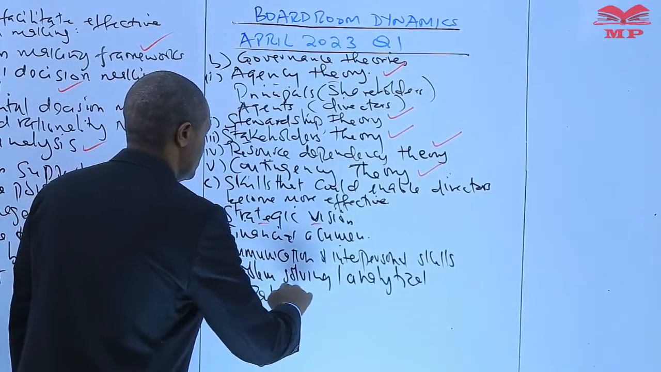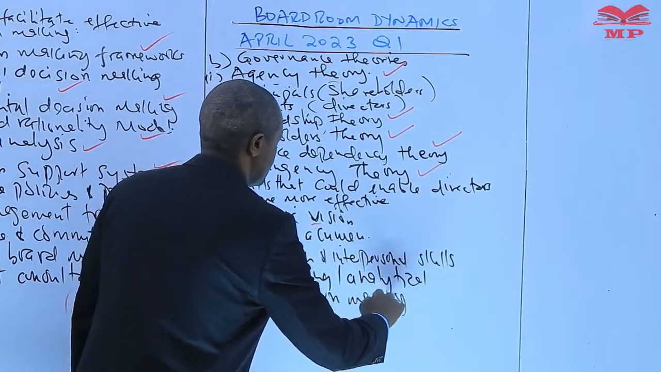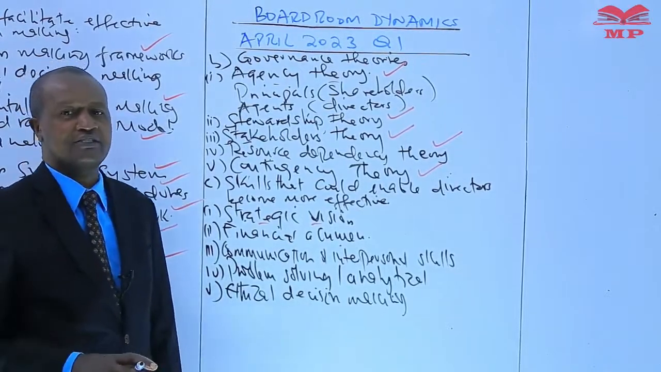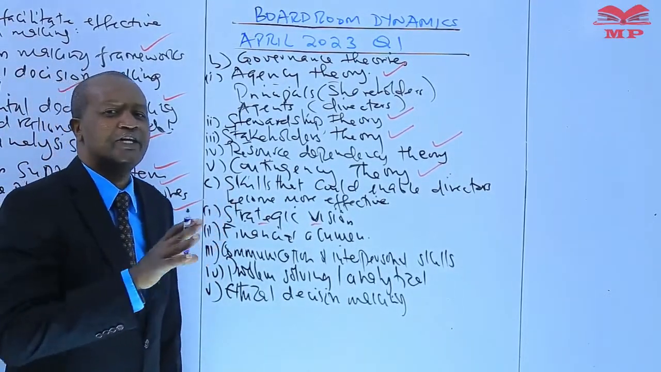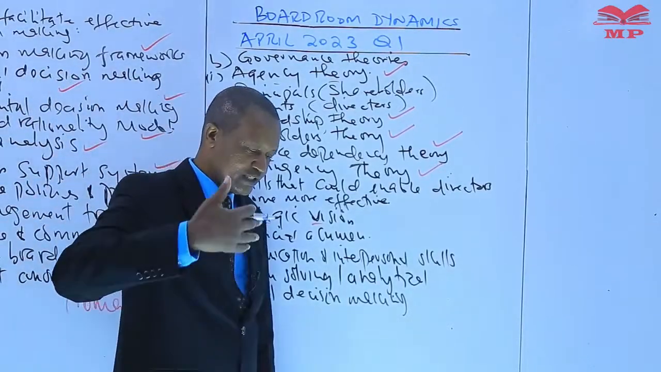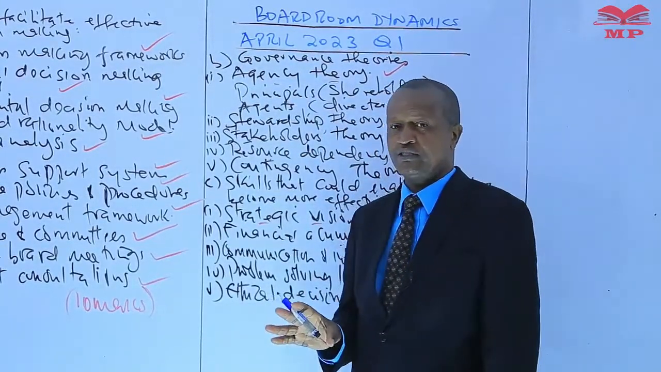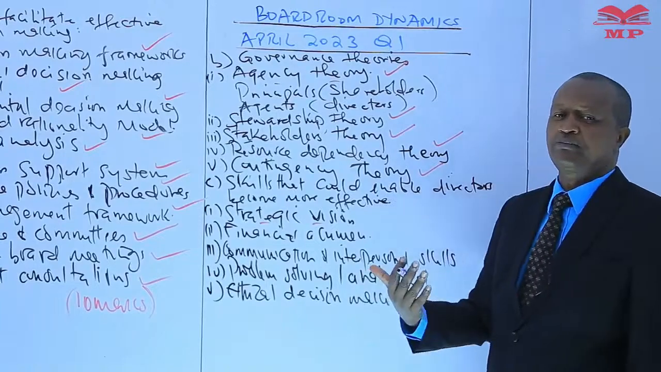Ethical decision making, from the word ethics. The director should be able to uphold ethical standards. Why? Because upholding ethical standards is essential for directors, especially in addressing integrity challenges faced by the company.